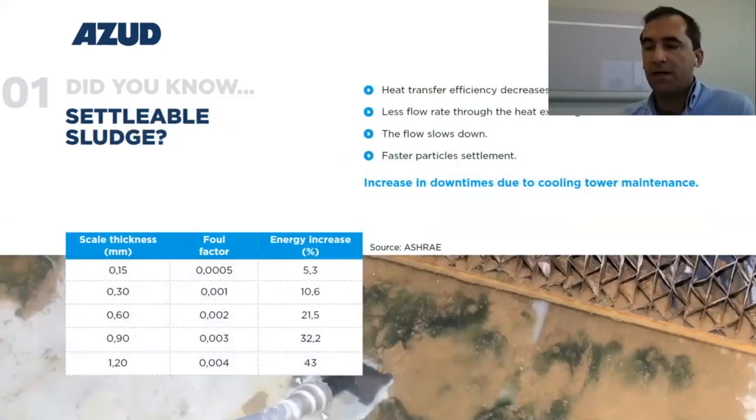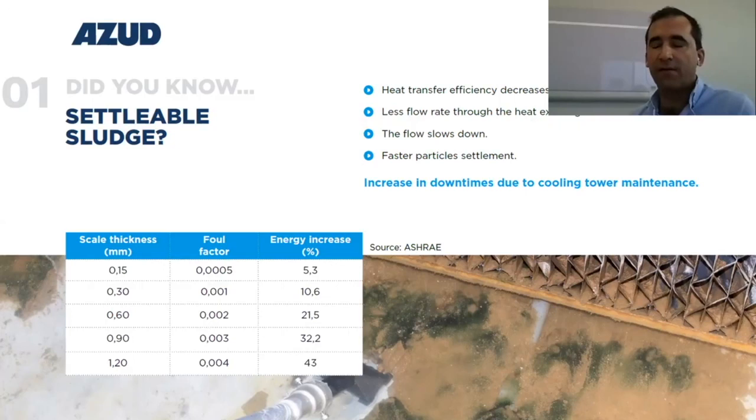So what are the types of contamination particles from these different sources? First, we have settleable sludge. Mineral and organic sediment accumulation through the water circuit can decrease the heat exchange performance. For example, a 0.3 millimeter scale on the heat exchange surface will increase your energy consumption by 10% in order to achieve the same cooling efficiency. So you will need to pump more water to maintain the heat transfer coefficient. So you will have heat transfer efficiency problems.